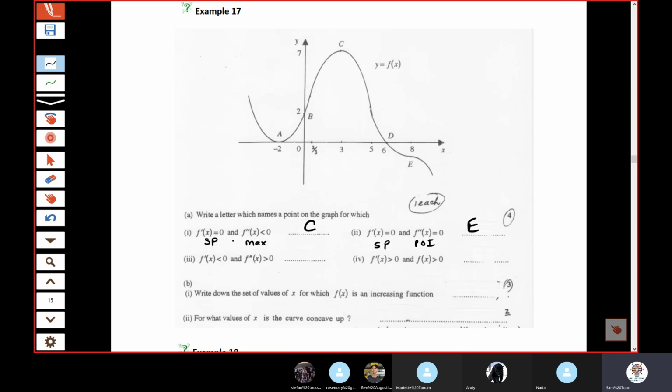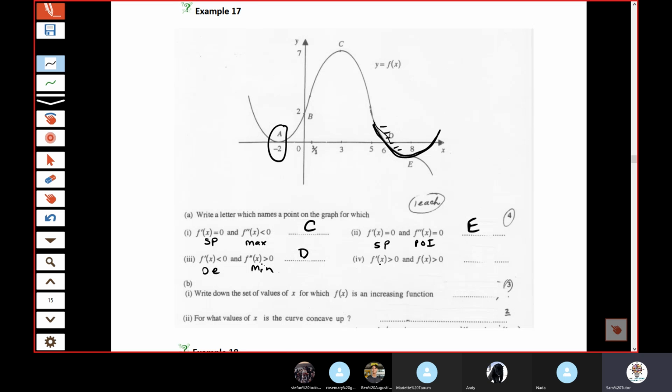Part three. Y dash less than 0 means decreasing. Y double dash greater than 0 means minimum. So it's got to be a minimum, but it's also going to be decreasing. It isn't A. It is D, because that's part of a minimum, and it's still decreasing. The problem is that the A you went for is a minimum, but it's not decreasing there. It's that point.